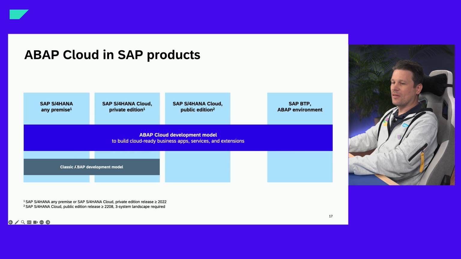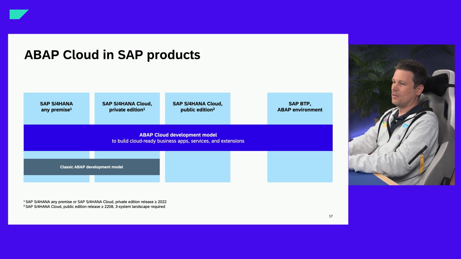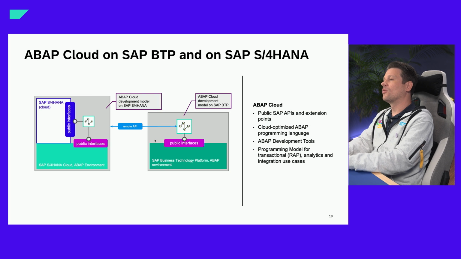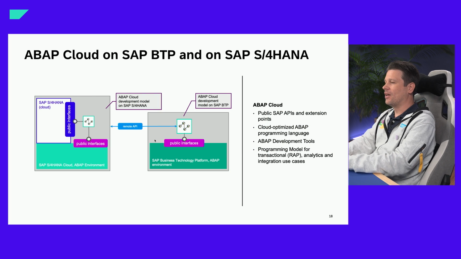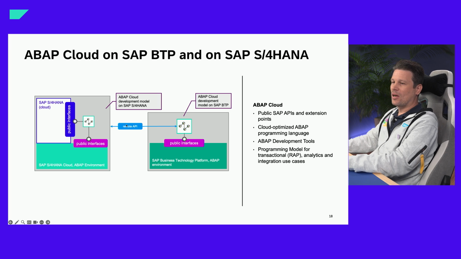And here only the classic ABAP development is available in any on-premise system and private edition. But definitely the ABAP Cloud development model is now the recommendation to apply. In S/4HANA Public Cloud, of course, you do not have any choice here. It is mandatory.